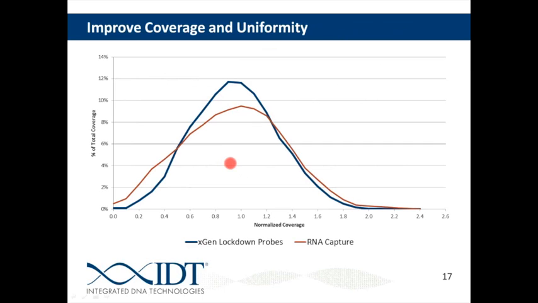Another important benefit of xGen lockdown probes is improved uniformity. Here we have a coverage map with normalized coverage along the x-axis, 1 representing the average coverage, and percent of total coverage represented on the y-axis. The first thing that I'd like to show you is that the xGen lockdown probes follow a more standard curve versus RNA capture, which tends to be skewed on the lower end.